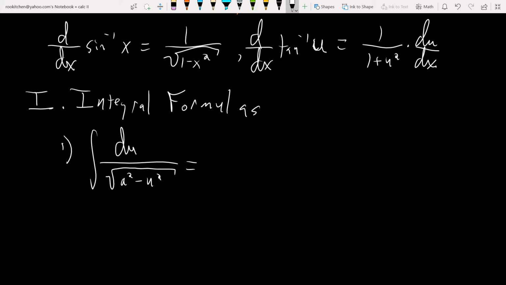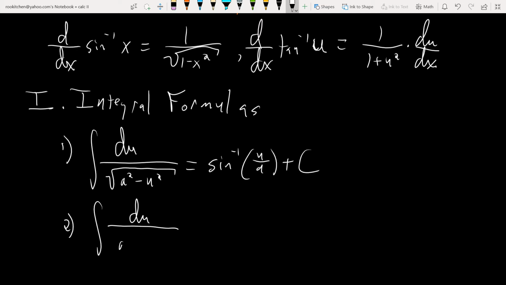Okay. And that will turn out to be sine inverse of u all over a plus c. The second one you need memorized is the tan inverse version. You can look up the other versions. Usually they're just negatives. So if you have a negative du over a square root a squared minus u squared, that'll be cosine inverse. But you can get around it by just putting negative sine inverse at the end of the day, I guess. So you don't even need these other formulas, but they're in the book.